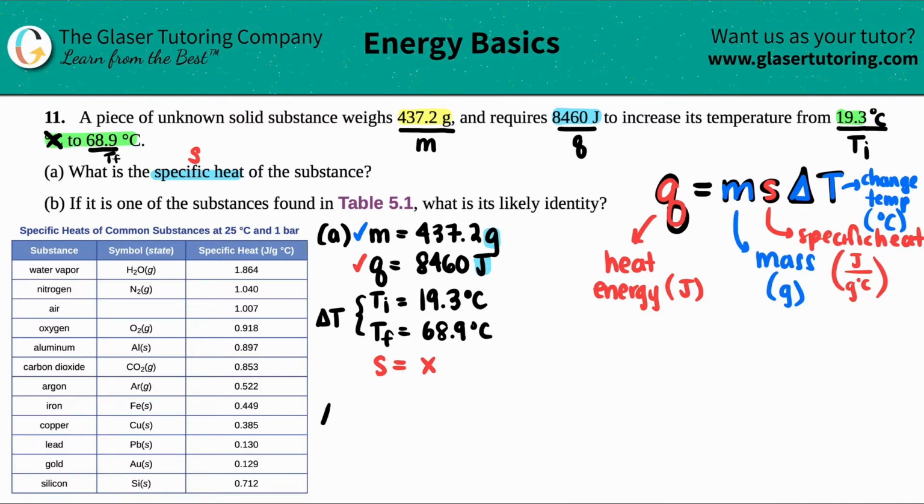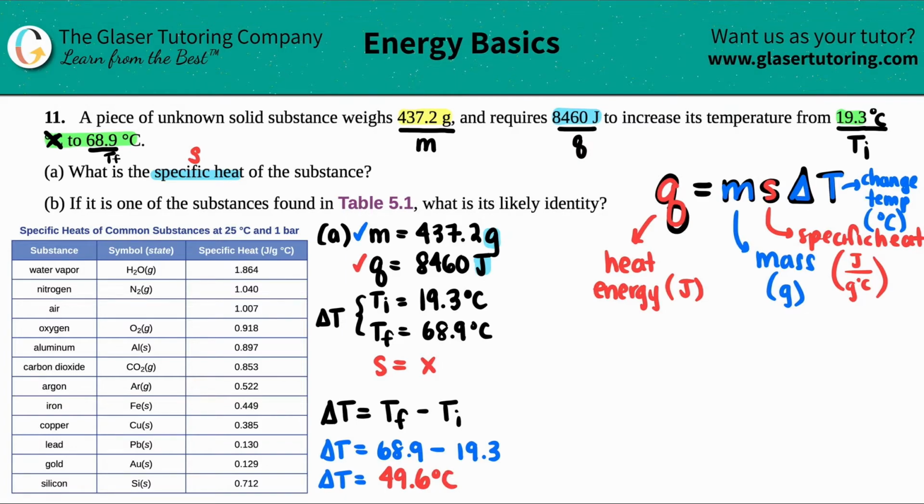Just know that delta T, the change in temp, is always final minus initial, not initial minus final. So TF minus TI, and let's plug in and see what the change in the temp, the delta T, is. The final temp was 68.9 minus the 19.3. I don't put any units when I do my calculations, because I just do a check to make sure that I have the right units. I just like numbers when I'm doing the math. So 68.9 minus 19.3, we get 49.6, and that's in degrees Celsius.